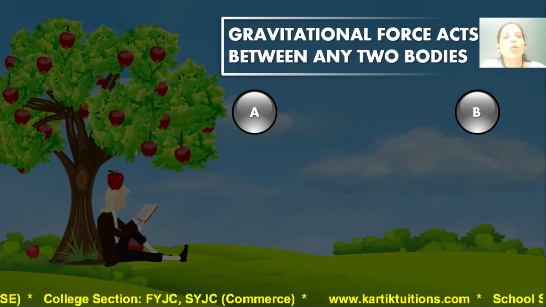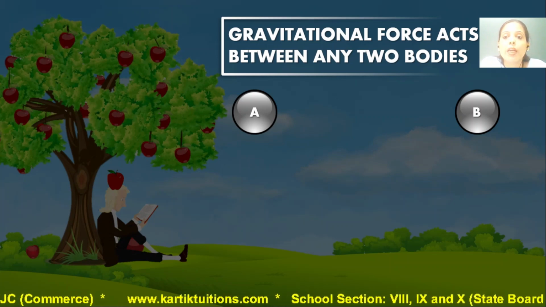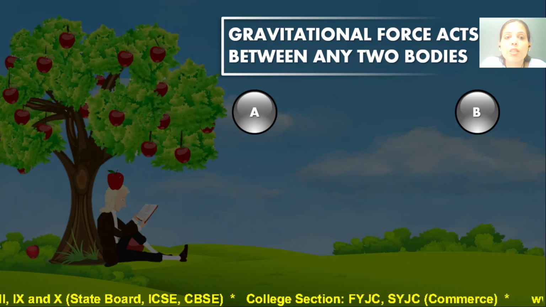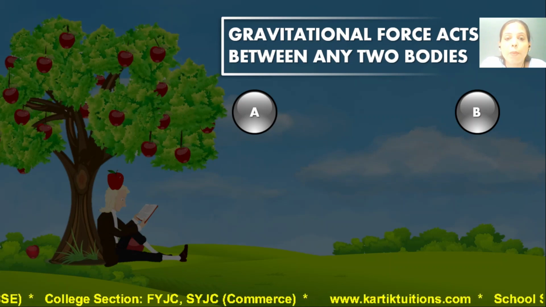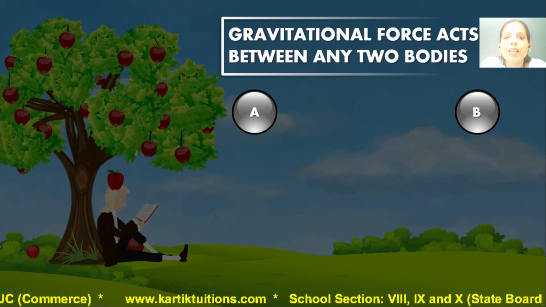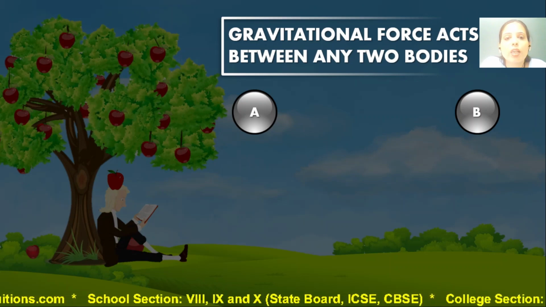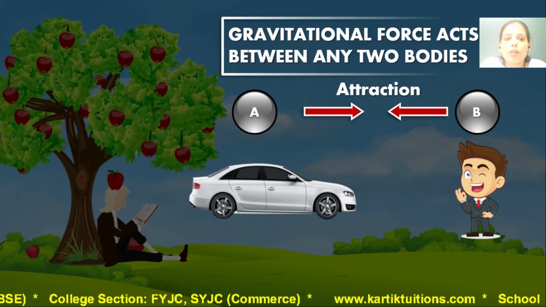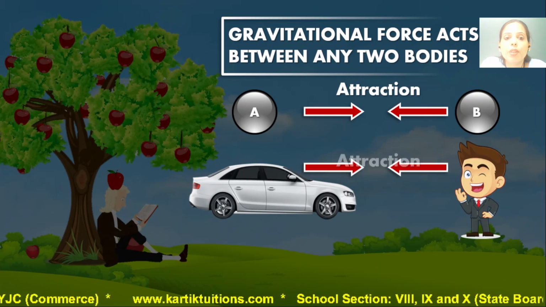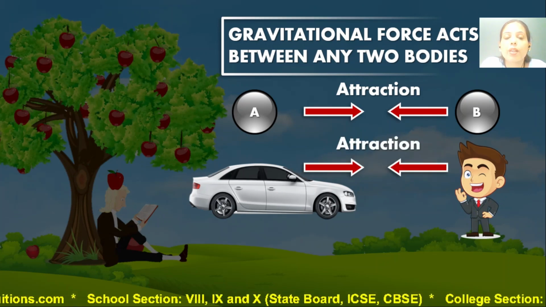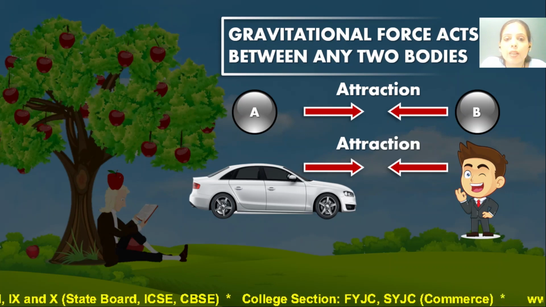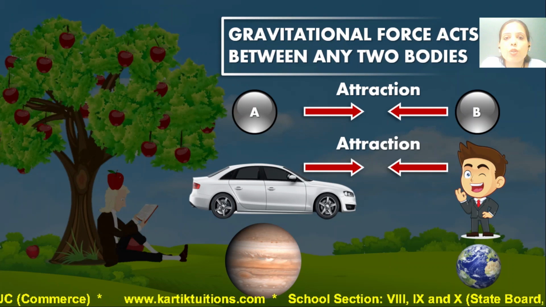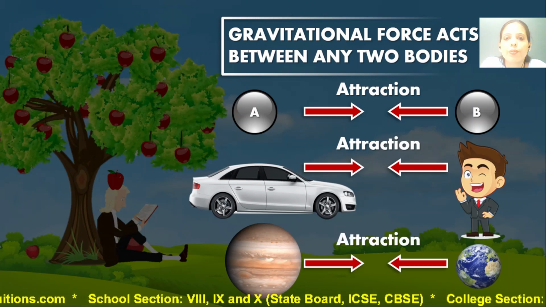Gravitation is a very broad term. It is not only the force that attracts objects towards the Earth's surface, but it is the force that acts between any two objects in the universe. For example, there is a gravitational force acting between a man and a car. The gravitational force exists between two planets.